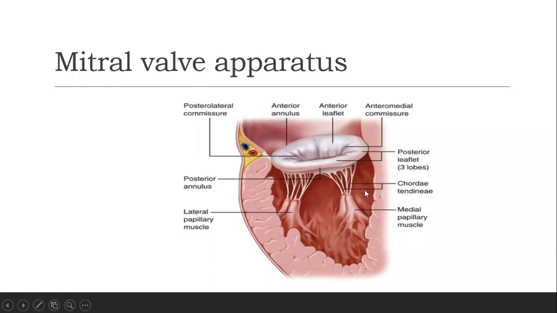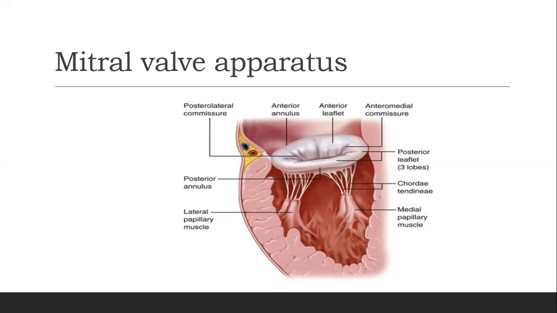Okay, we have the anterolateral papillary muscle and the posteromedial papillary muscle. From the papillary muscle, chordae tendineae arise. These chordae tendineae go and attach to the valve leaflets. So now the ventricle contracts, the papillary muscle contracts, the chordae tendineae pull, and the valve leaflets open. This is the entire mechanism of the mitral valve.